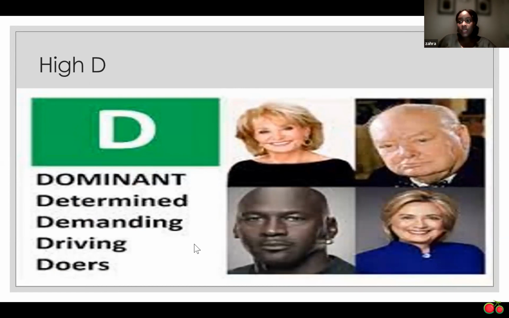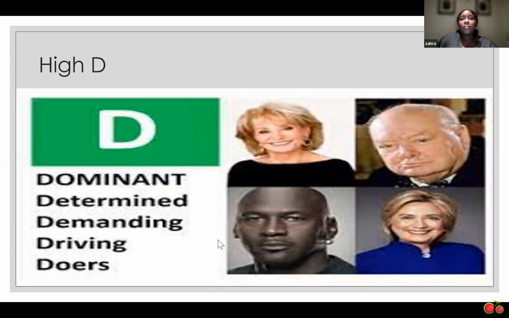Then I'll talk about the different types of personalities. There's a high D. The high Ds are very dominant. They have high confidence and are self-motivated. They're also comfortable with taking risks. They like to focus on the big picture rather than the details. People who have high Ds are frequently found in leadership roles.